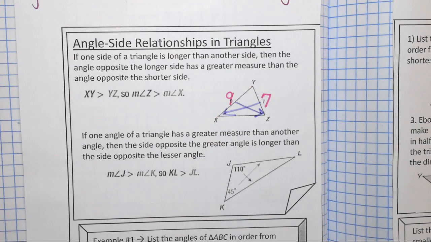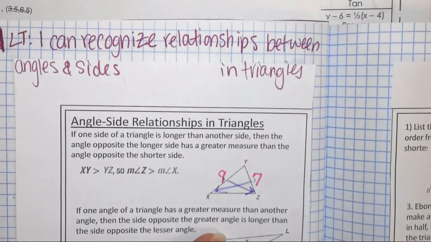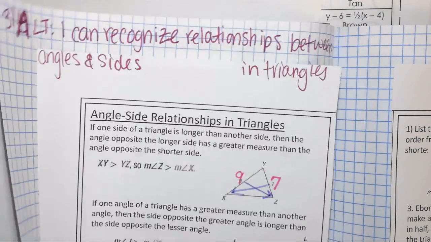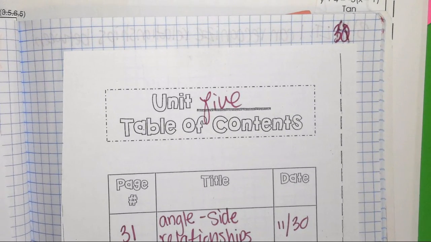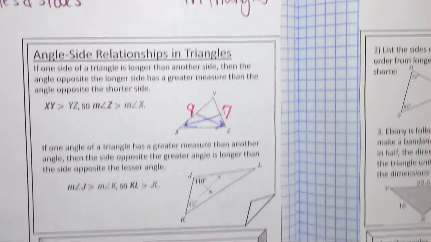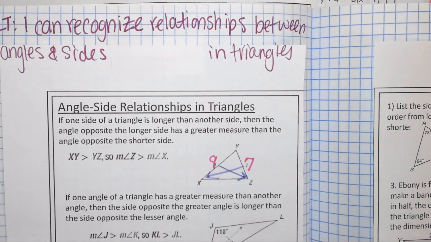We're supposed to skip a page. This is on the back of 30. So 30 looks like this. We've already talked about this, but I will gladly share it again. This says 30. Then you flip it, and this is 31A. The learning target is also on the board up there.